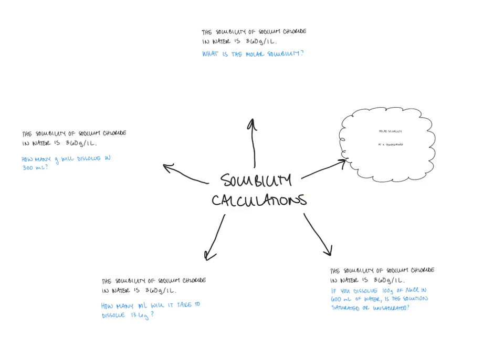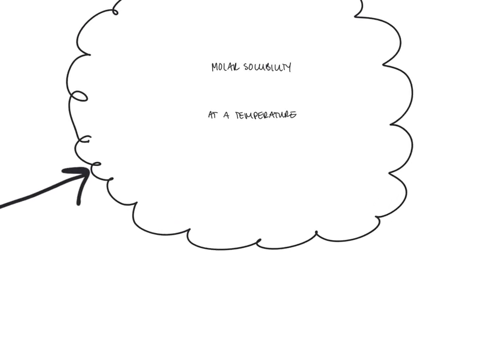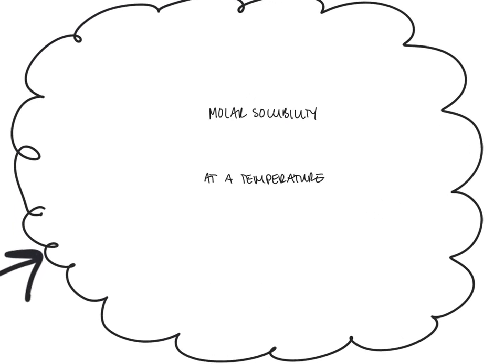So in this video, we're going to look at solubility calculations. And before we jump into our examples, there are a couple of things that we need to make note of first. The first is two terms, which are molar solubility and at a temperature. When we're looking at molar solubility, that's just another way of saying molarity, which means we're going to be looking at moles over liters.